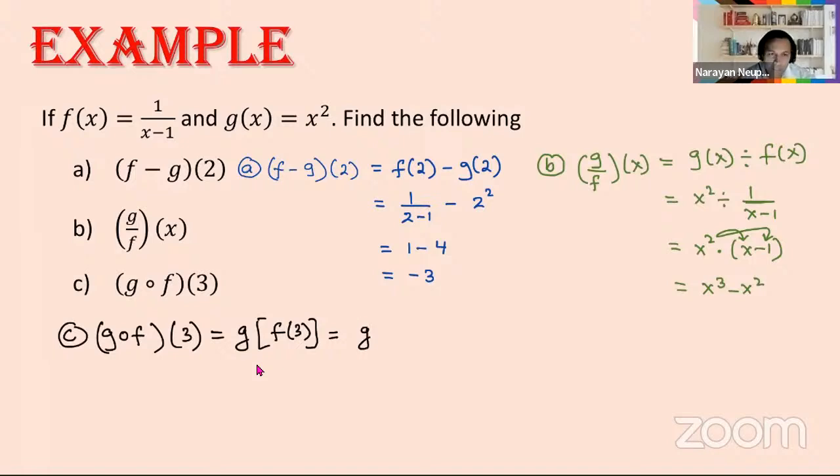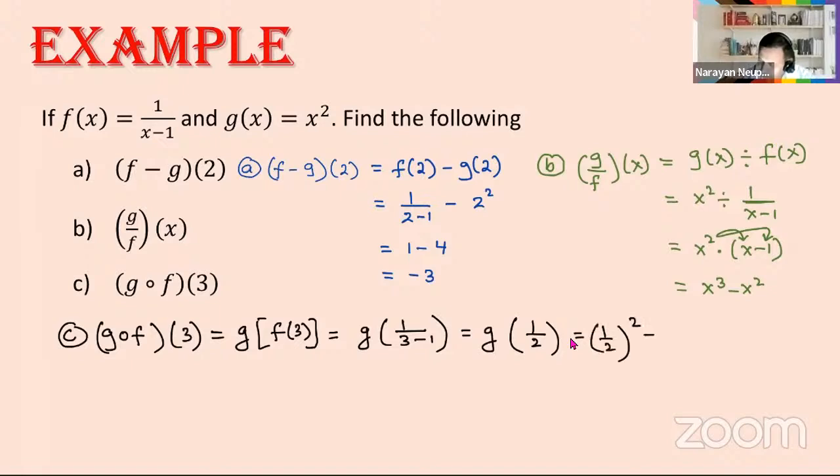We write g, and then f of 3. You can see f of x is 1 over x minus 1, so f of 3 will be, we plug in 3 here, 1 over 3 minus 1. This is equal to g of 1 over 2, since 3 minus 1 is 2. So it becomes g of half. And we know that g of x is x squared, so g of half will be half squared.